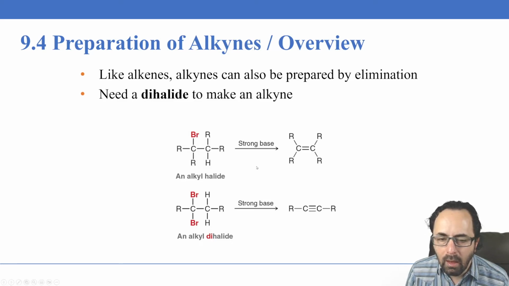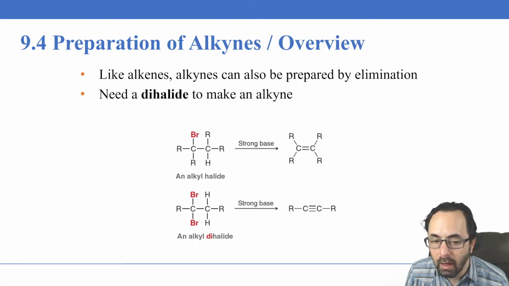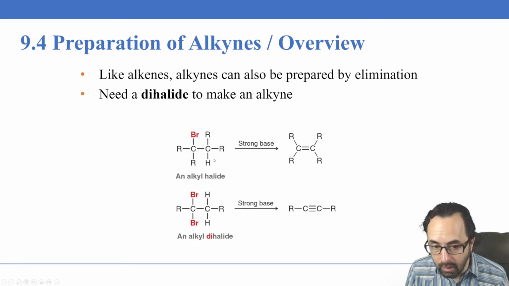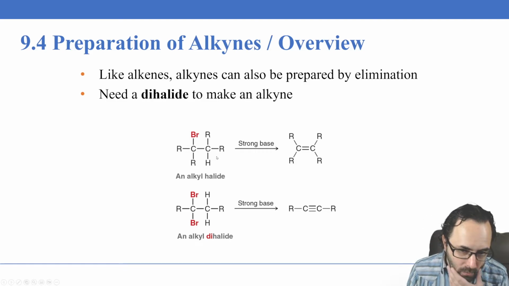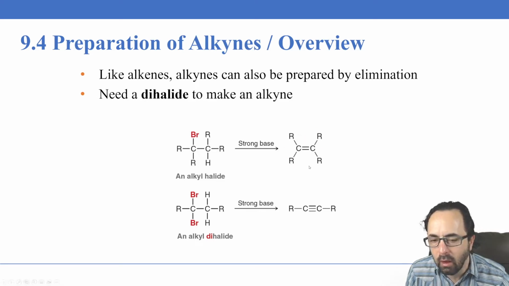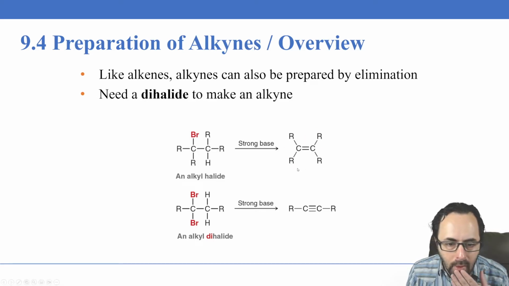So in the last chapter, chapter 7, we talked about elimination reactions that can be done in order to produce an alkene. If we react an alkyl halide with a strong base, in this case probably an E2 reaction, that would produce an alkene.